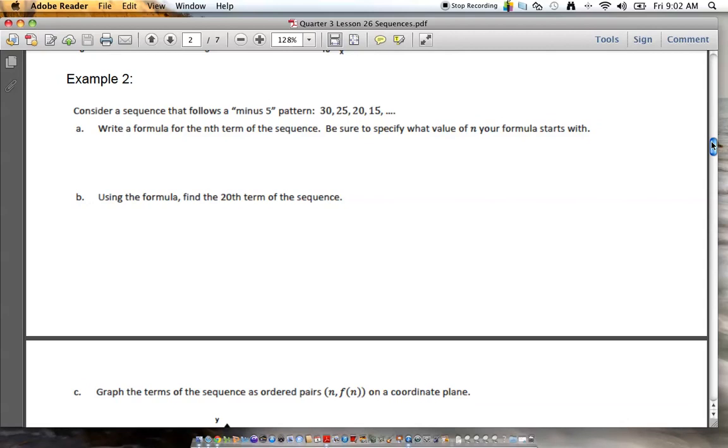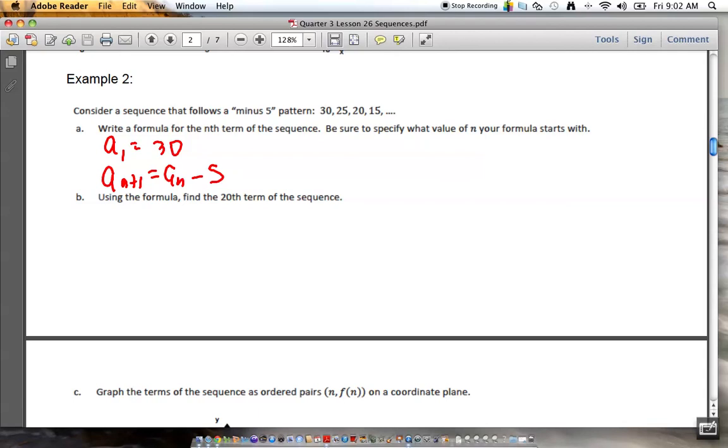Okay. Consider a sequence that follows a minus 5 pattern. Let's write this recursively. What's a sub 1, everybody? 30. And then a sub n plus 1 equals a sub n. Just new term is previous term. That's all you got to know. And then what do I put to finish it off? Minus 5. Excellent.